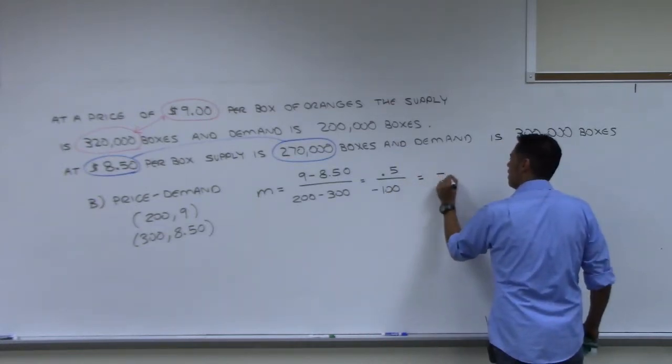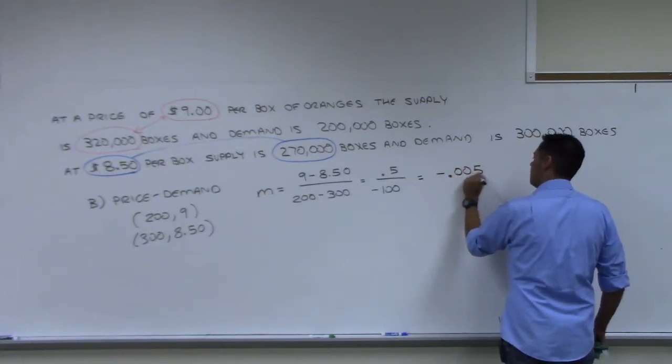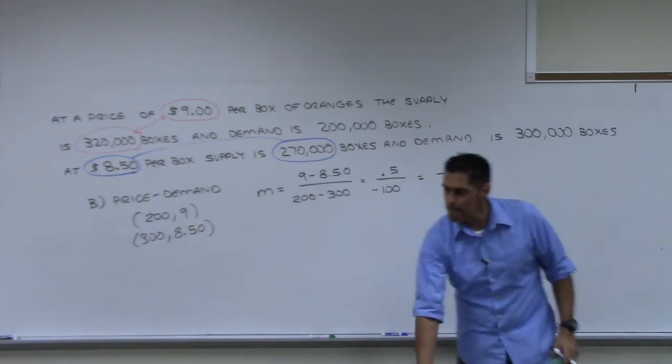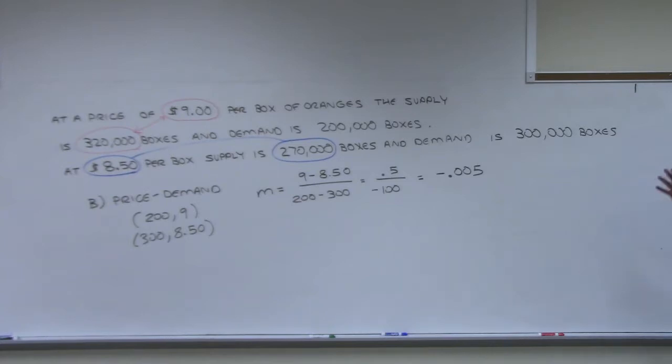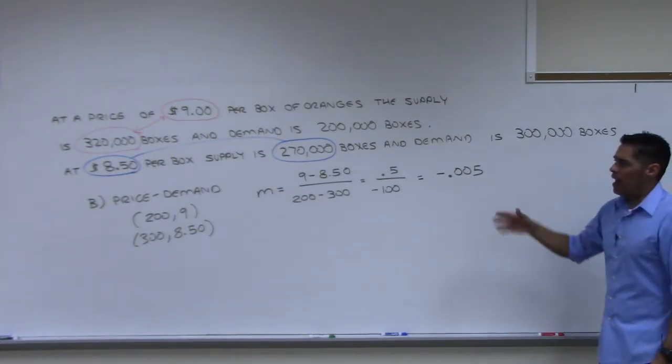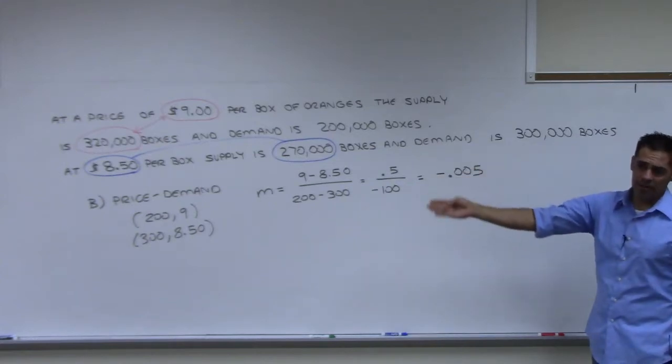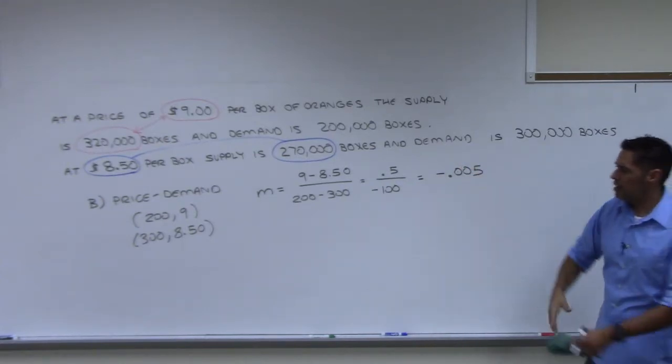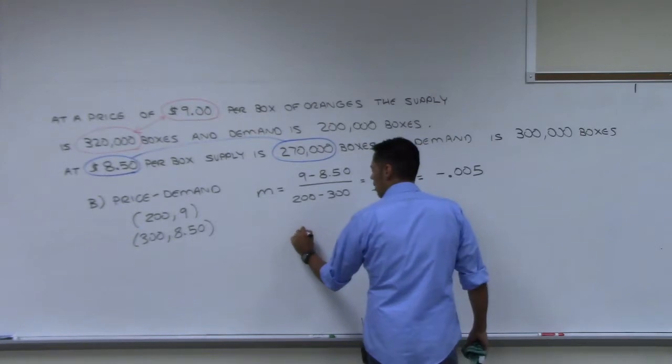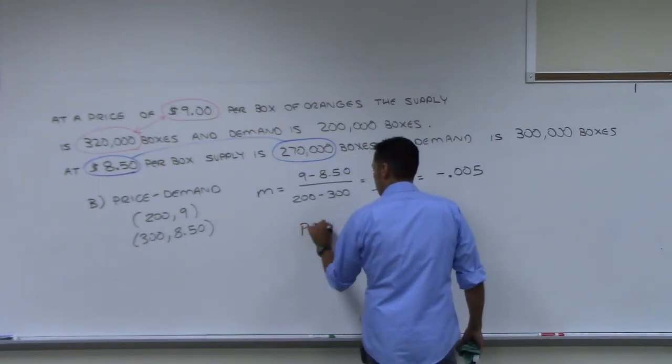Which is negative 0.005. Y'all following what I'm doing here? Okay, so now I have a slope, and I have 2 points. So I'm going to pick one of those. I'm going to pick the 200 and the 9, and I'm going to use this equation. But watch my equation. Check this out.